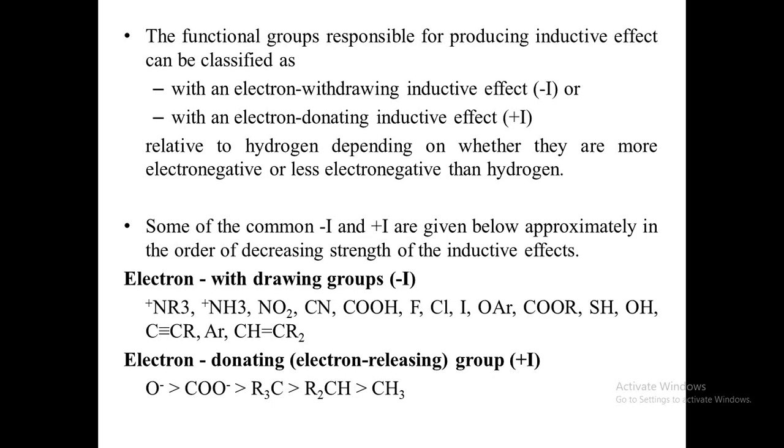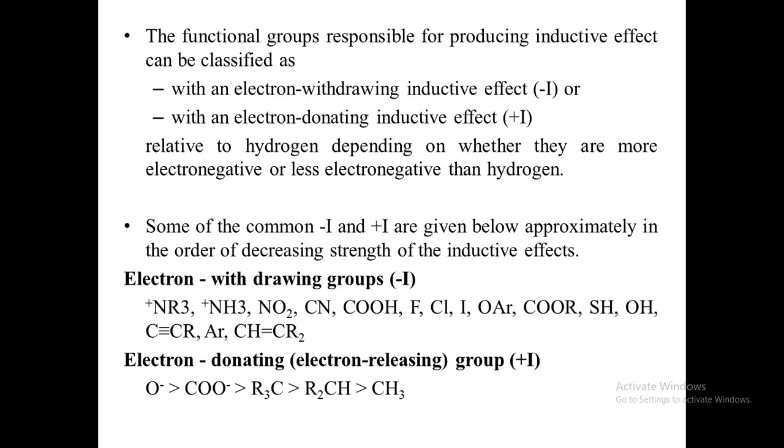In case of NO2, nitrogen in the NO2 group is attached to one oxygen through a double bond, and to the second oxygen through a coordinate covalent bond. That's why in this case nitrogen has positive charge. In cyanide, in carboxylate ions, all the electronegative atoms like fluorine, chlorine, iodine, and OH is a very important group. So all of these groups are electron withdrawing groups.